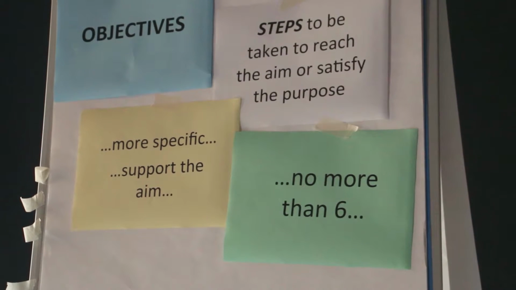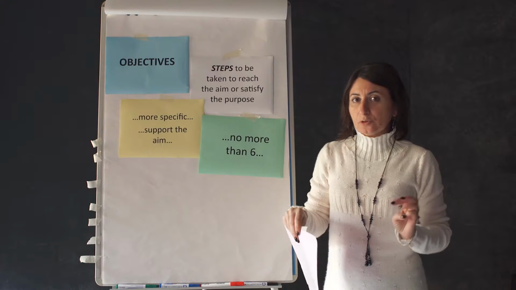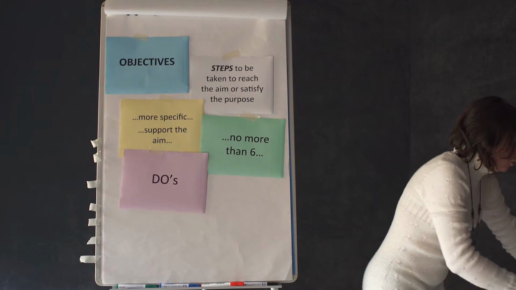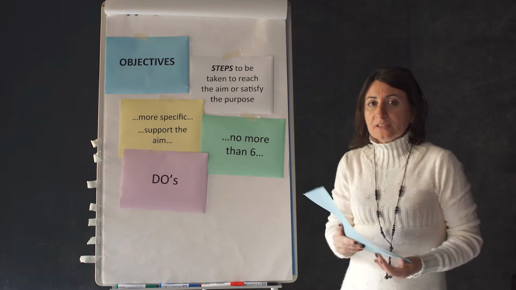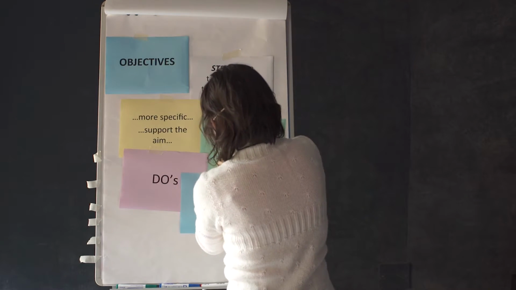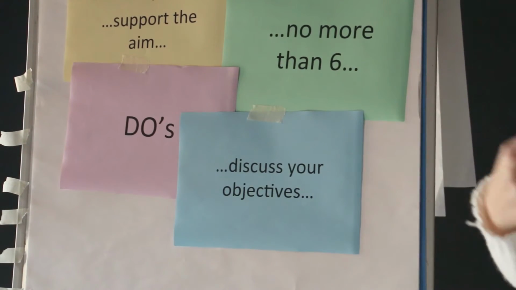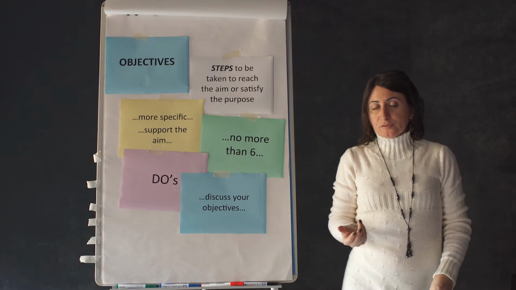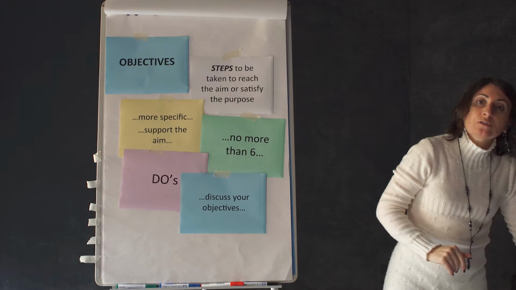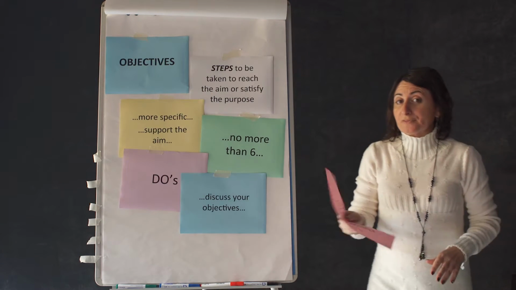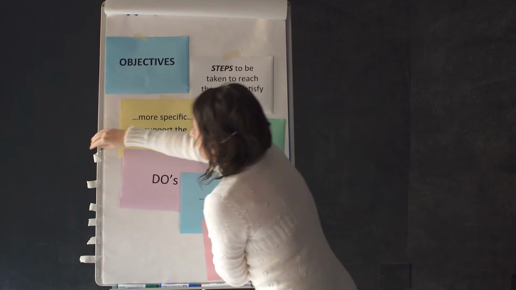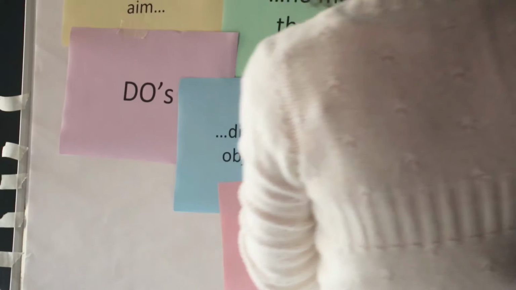Let's see now the things that you have to take into consideration when you are creating your objectives. Things to be done. First of all, always discuss your objectives. Something that is clear for you is not necessarily clear for everyone. But if you discuss it with other people, also people not involved in your project writing, and it is clear for them, it means that it will be clear also for the people that will be evaluating your project. This is important to get second opinions, not only to be sure that the objectives are clear.